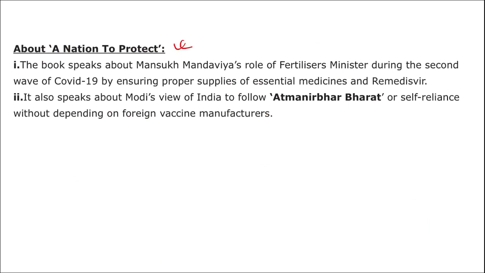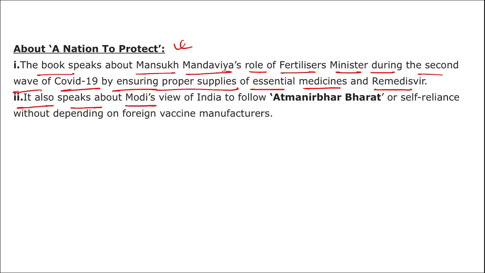If we talk about this book, A Nation to Protect, the book speaks about Mansukh Mandaviya's role as fertilizers minister during the second wave of COVID-19 by ensuring proper supplies of essential medicines and remdesivir. It also speaks about Modi's view of India to follow Atmanirbhar Bharat or self-reliance without depending on foreign vaccine manufacturers. All right. Next. One more important question.